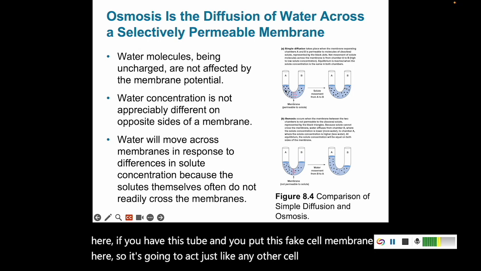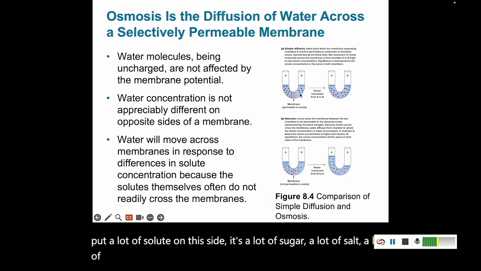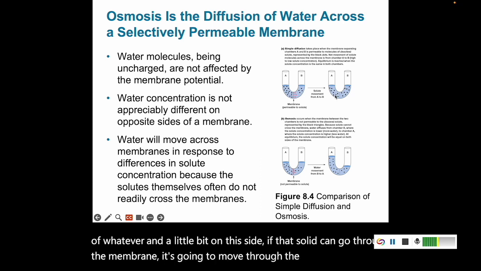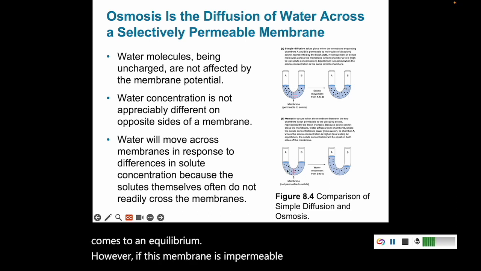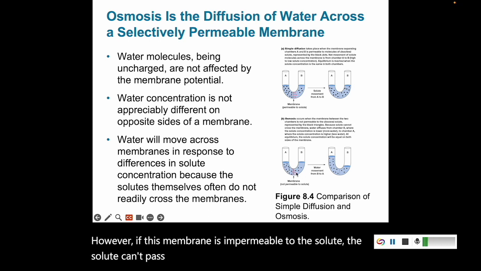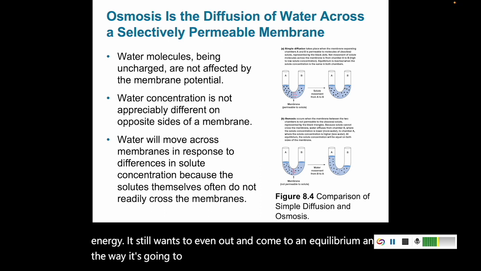If you put a lot of solute on this side, so a lot of sugar, a lot of salt, a lot of whatever, and a little bit on this side, if that solute can go through the membrane, it's going to move through the membrane until it comes to an equilibrium. However, if this membrane is impermeable to the solute, and the solute can't pass through it, the cell still wants to reduce its free energy. It still wants to even out and come to an equilibrium. And the way it's going to do that is by moving the water. So you can't move the salt, so you move the water.